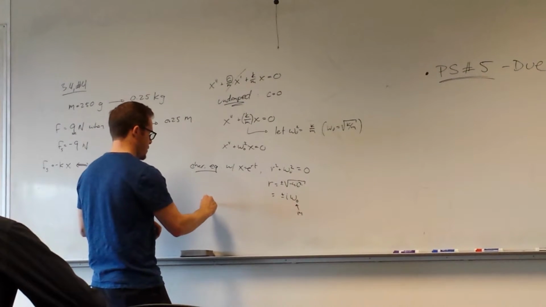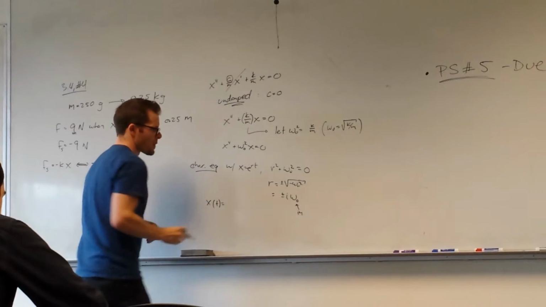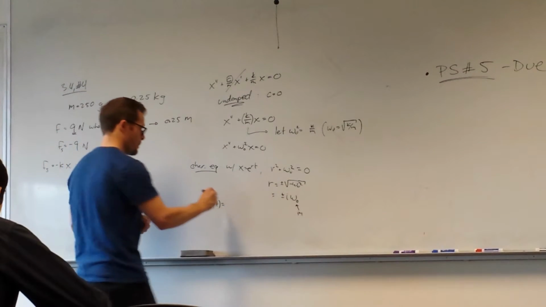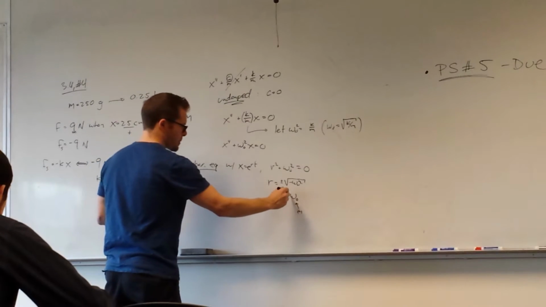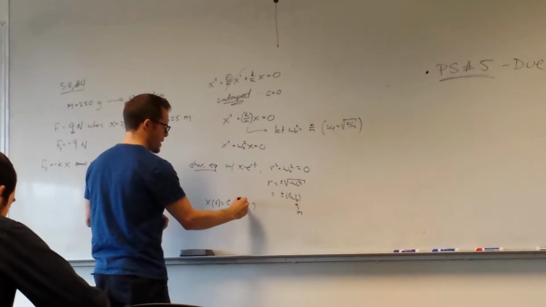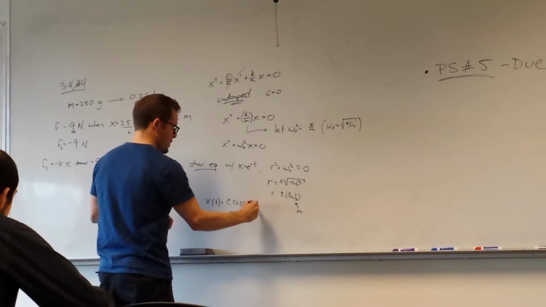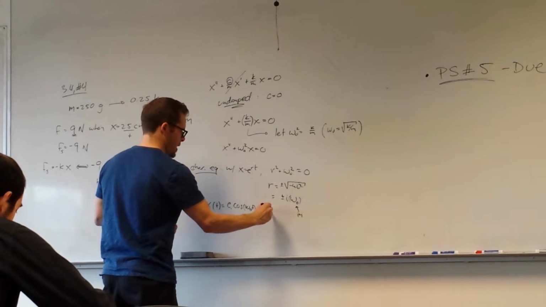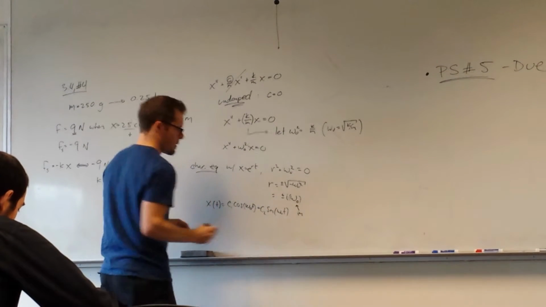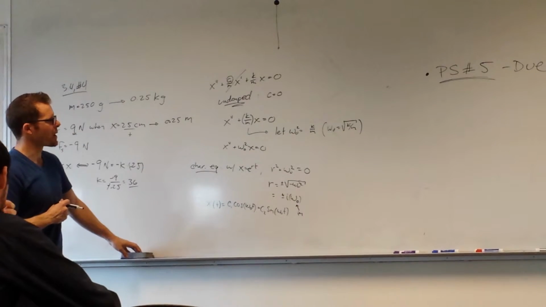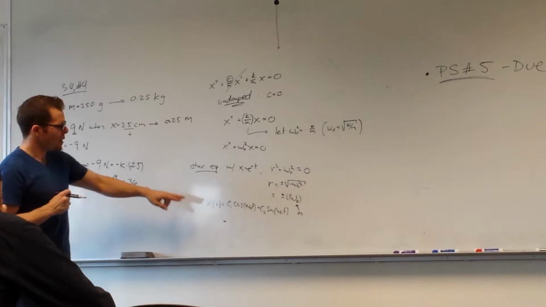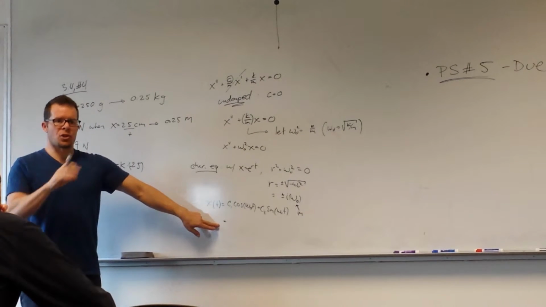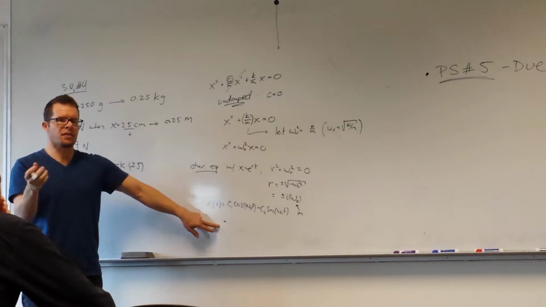So the solution for x involves the cosine and sine, right? c1 cosine, and the imaginary part becomes my coefficient, omega naught t, plus c2 sine omega naught t. Okay? Now it's coming back to me. Omega naught is root k over m.